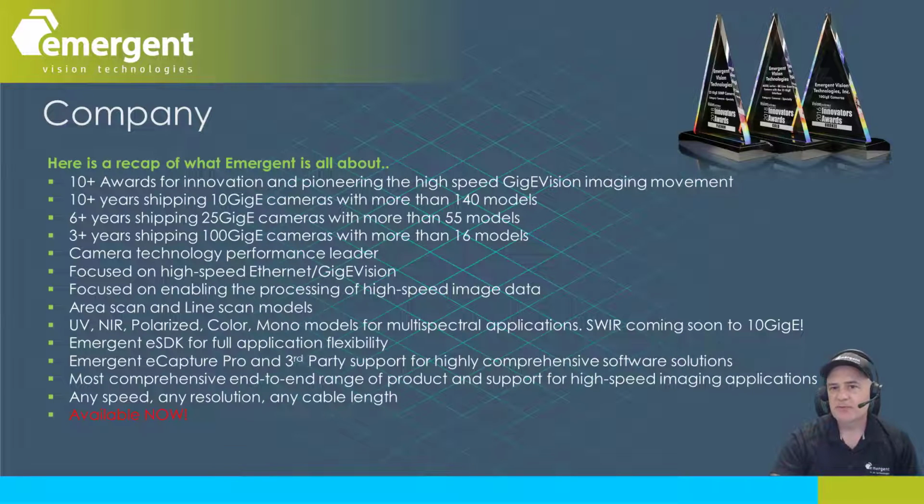Some highlights about Emergent are presented here. We are a multi-award winning company with a focus on high-speed GigE Vision product. We have many years shipping product at speeds of 10 GigE, 25 GigE, and even 100 GigE. We have a strong focus on providing end-to-end technologies and comprehensive support for our customers' applications. Lastly, products presented are available now.